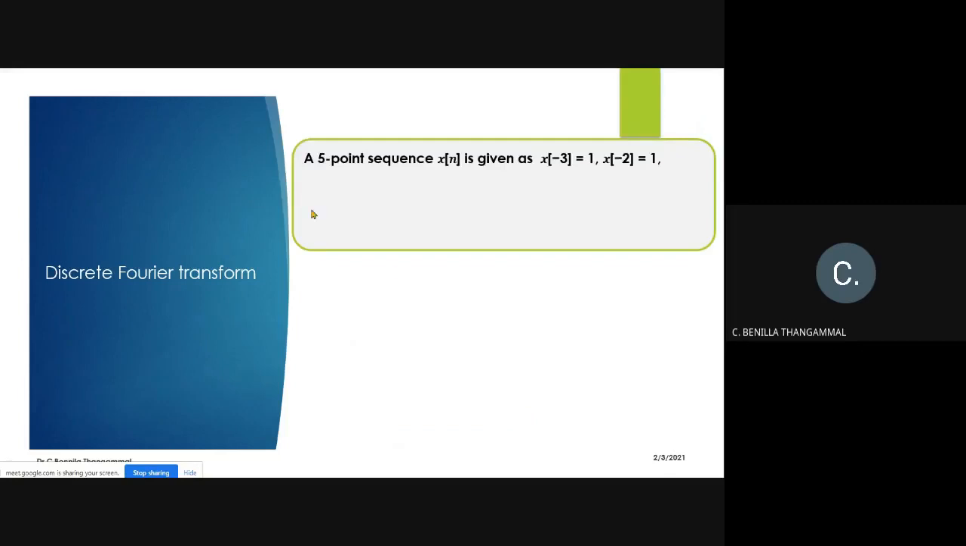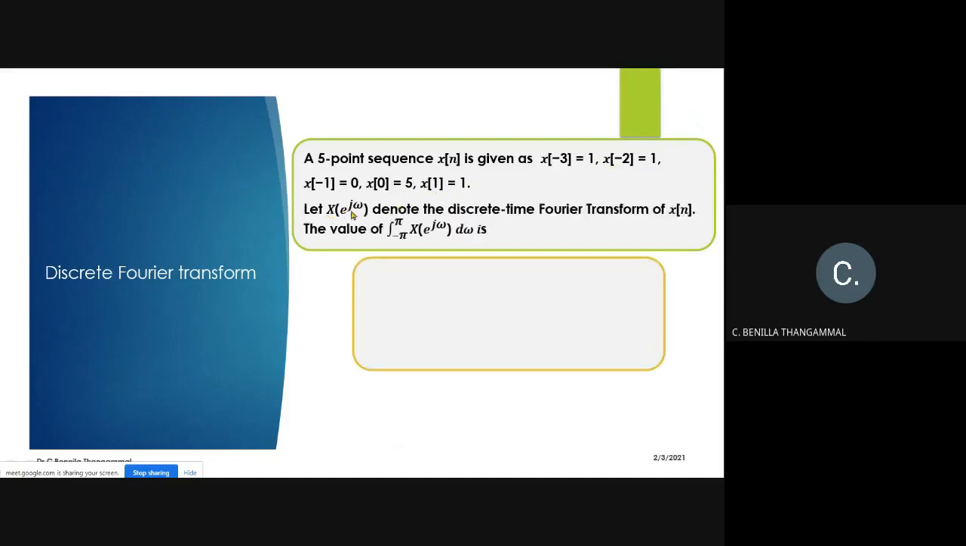So next question, a 5-point sequence x of n is given as x of minus 3 as 1, x of minus 2 as 1, x of minus 1 as 0, x of 0 as 5, x of 1 as 1. Here let X of e power j omega denote the discrete time Fourier transform of x of n. Find the value of integration minus pi to plus pi X of e power j omega d omega. This is also a previous GATE question, and they have given the options here.